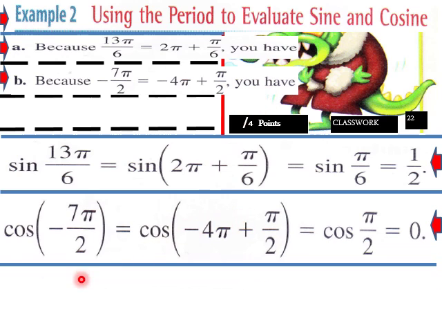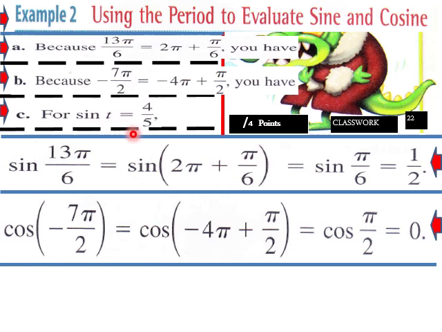In that situation, you have the cosine of negative 4 pi plus pi over 2. Negative 4 pi would be 2 negative revolutions on your unit circle there. And then you go back positive pi over 2, which would equal 0. That would be your 90-degree mark up there. So at that point on your unit circle, cosine pi over 2 would equal 0.